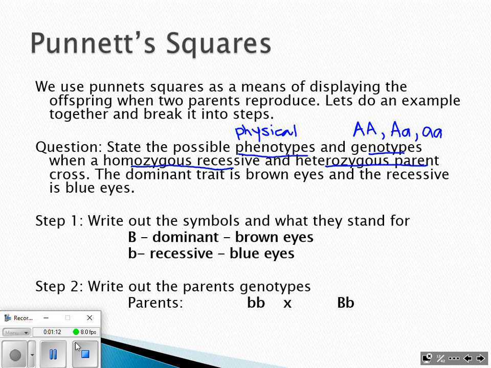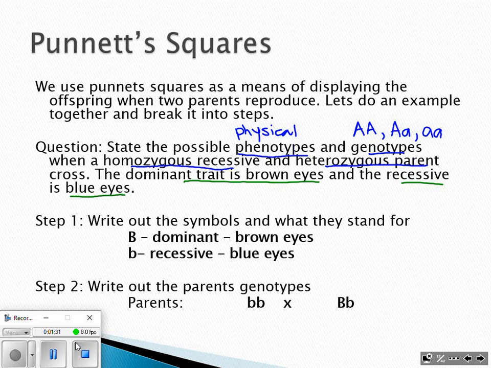They haven't even given us what the genotypes of the parents are. We have to learn that from our terms and from what the question's saying. But they have told us, and they have to tell you, that our dominant trait is brown eyes and the recessive trait is blue eyes. All right, so step one.